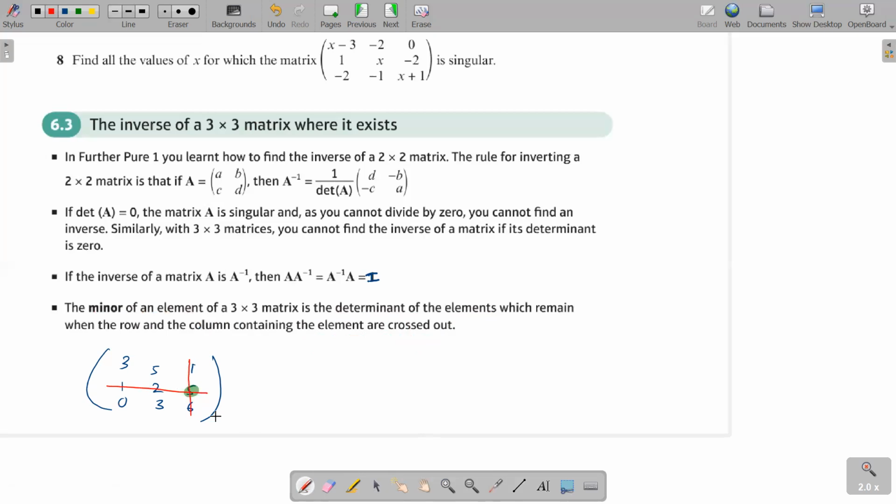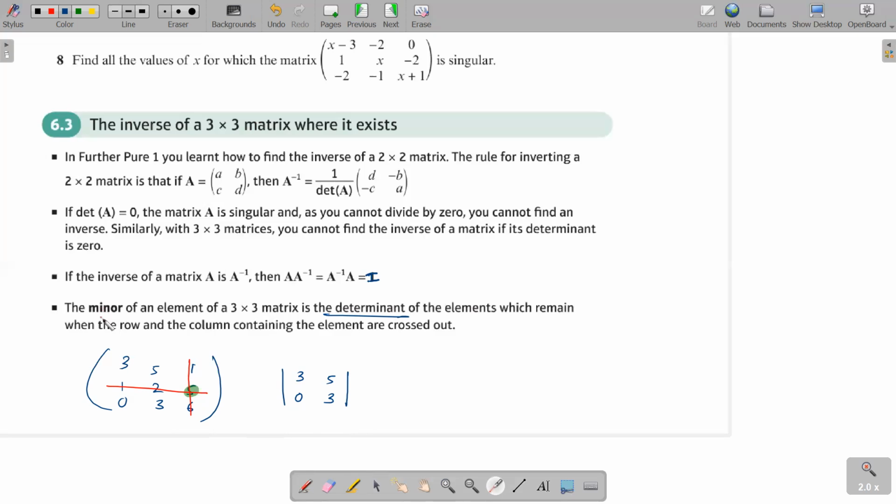So when I cross this out, what's remaining? 3, 0, 5, 3. So you have to get the determinant of the elements which remain. The determinant of this, when I cross out the row and column containing 5, gives me the minor of this element 5. We need to know about this because we will be using it a lot when we are finding the inverse of a 3 by 3 matrix. So you need to know what I mean when I say to get the minor.